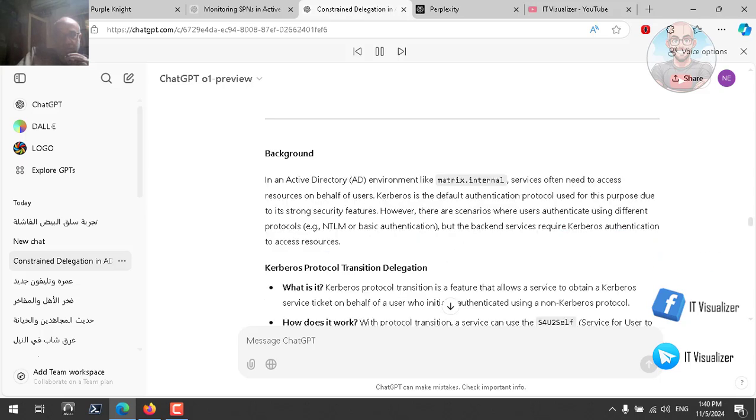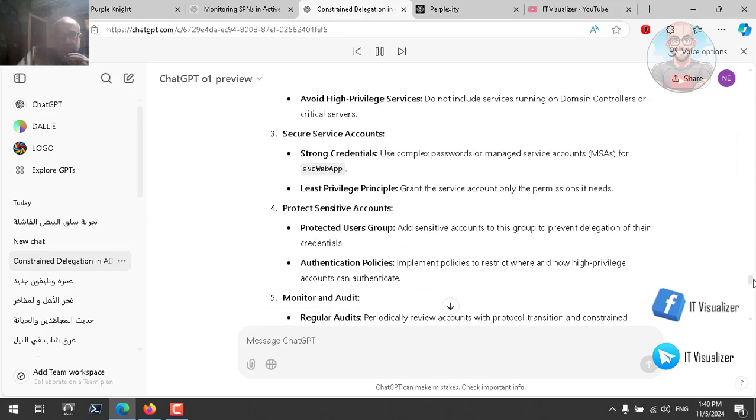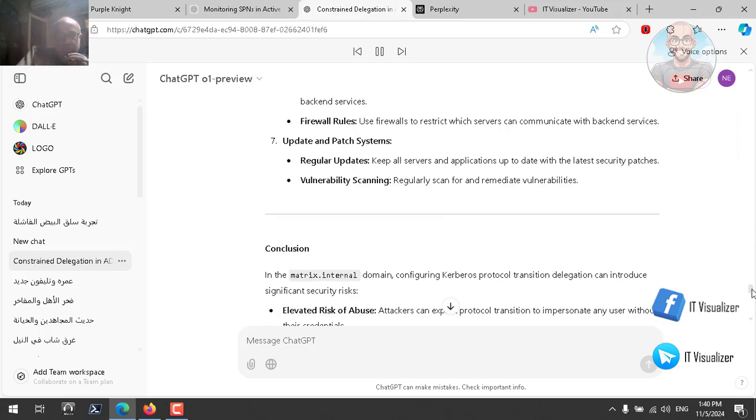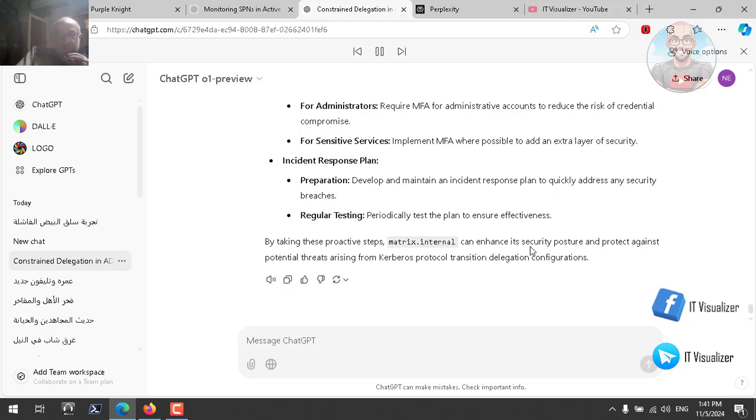understanding Kerberos protocol transition delegation in Active Directory with a real-world example in Matrix.internal. Background. Security posture and protect against potential threats arising from Kerberos protocol transition delegation.